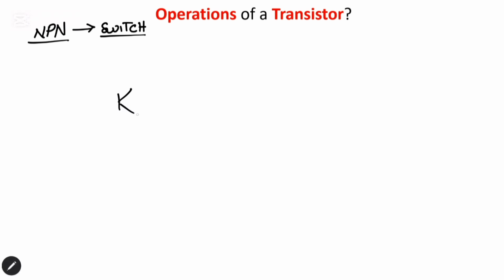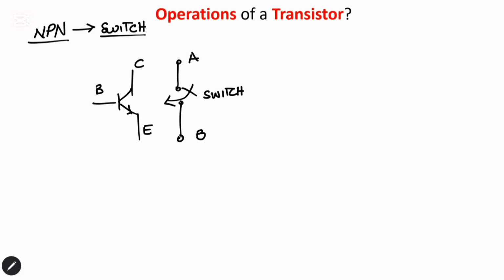Given the symbol of the NPN, you have the collector, you have the base, and you have the emitter. How can a transistor be used as a switch? Let us now consider a switch. This is the symbol for a switch. When the switch is closed, that means we have a connection from point A to point B. The current will flow from point A to point B. And when the switch is off, that means we won't have the current flow from point A to point B. So that's the basic scenario.